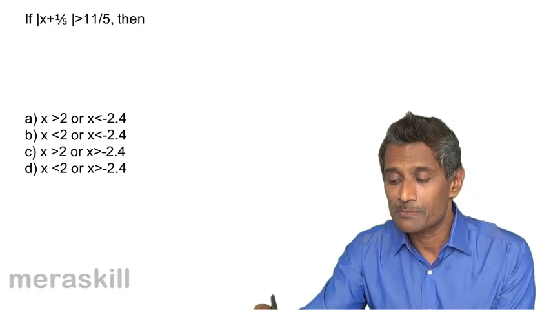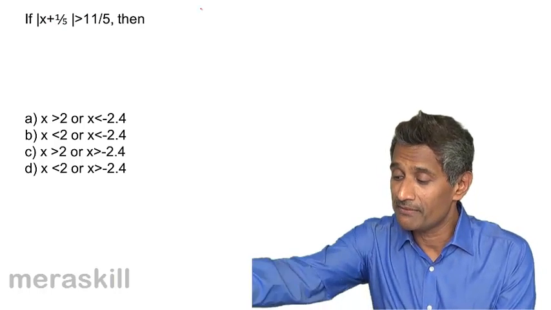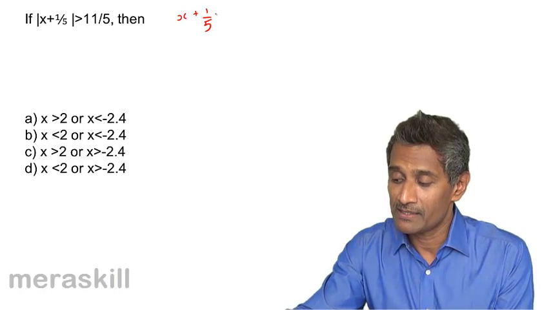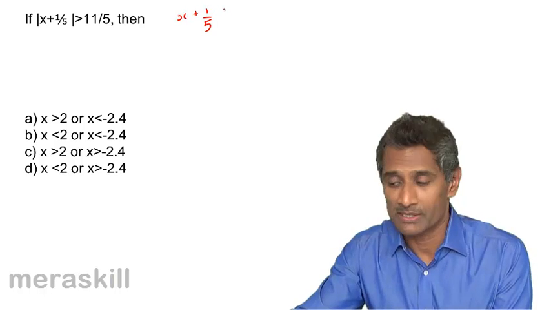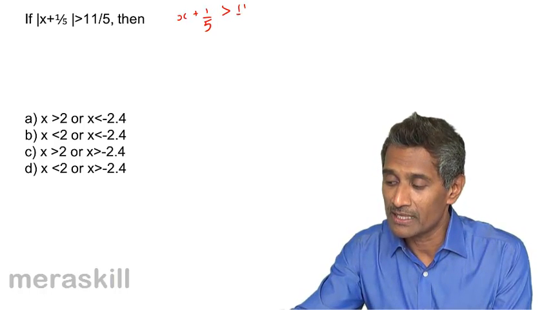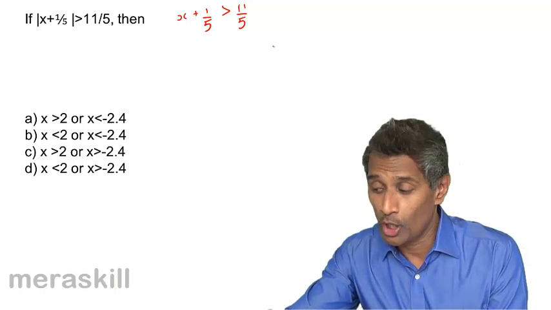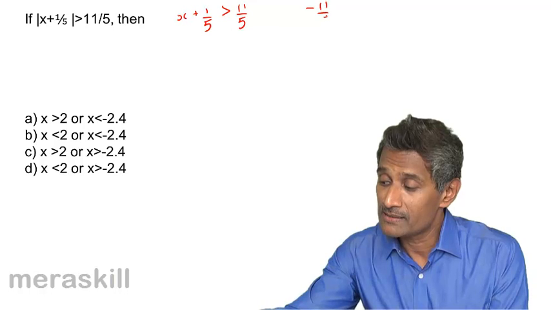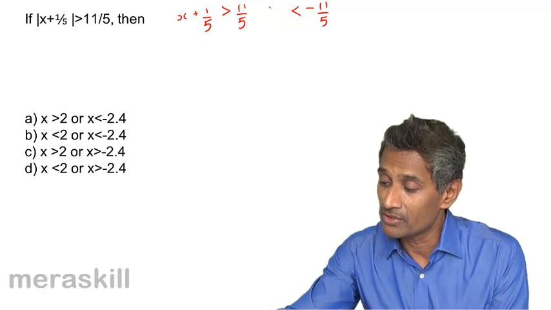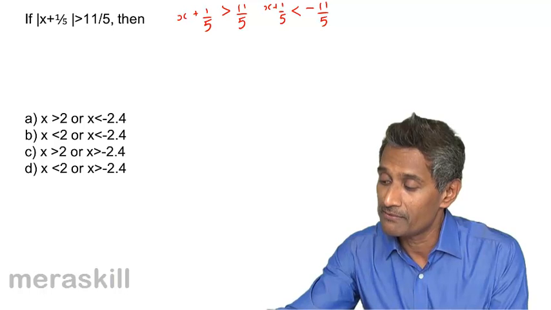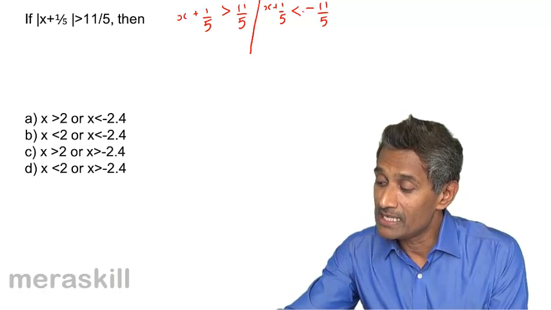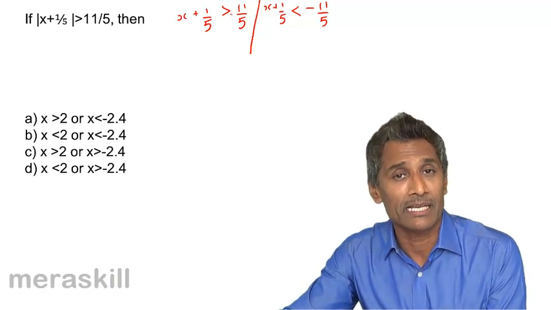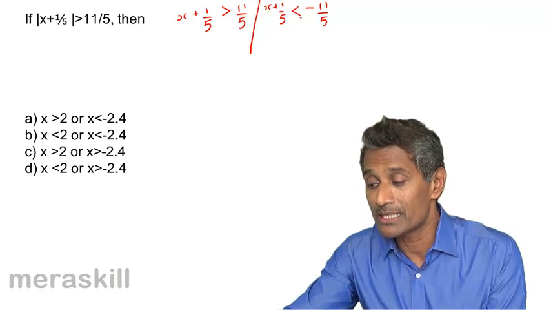Yes, so we have x plus 1/5 is greater than 11/5, which could mean x plus 1/5, that is the number inside, if it is positive, continues to be greater than 11/5. Or if that number inside is negative, the inequality sign changes and you have x plus 1/5 is less than -11/5. The same thing would be valid even if it was given greater than or equal to; this one changes to less than or equal to.